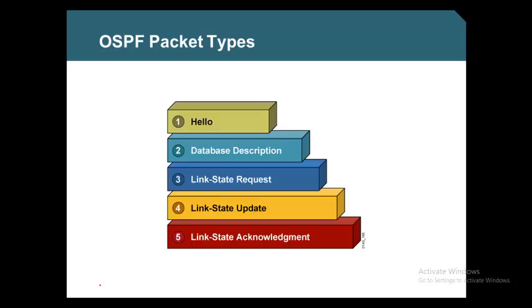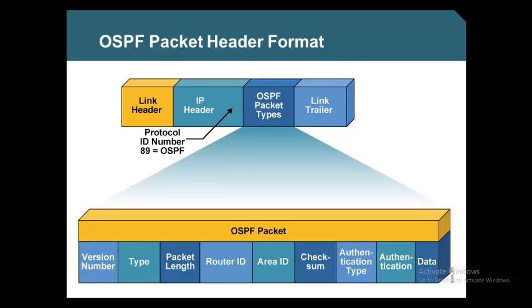Now, where can these packet types be seen? When you receive a packet, how do you know what packet you are receiving? Is it packet type 1, or 2, which is DBD, or 3, which is LSR, 4, LSU, 5, acknowledgement? How do we know which one we are receiving? The type will be mentioned here.